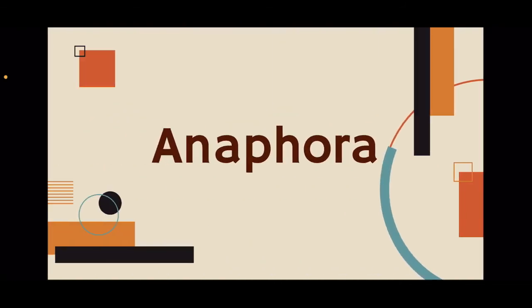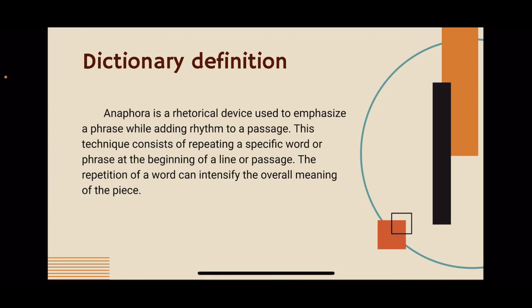Now for anaphora. The term anaphora comes from the Greeks for to carry up or back. They use this to structure the Bible and give it more rhythm. The dictionary definition of anaphora would be: anaphora is a rhetorical device used to emphasize a phrase while adding rhythm to a passage. This technique consists of repeating a specific word or phrase at the beginning of a line or passage. The repetition of a word can intensify the overall meaning of this piece.